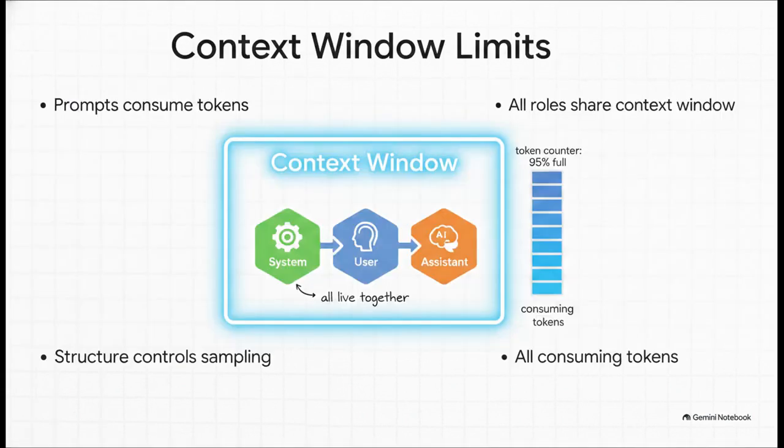Let's wrap this up and tie all this theory back to reality. Everything we've covered today, the system roles, the few-shot examples, the chain of thought instructions, it all consumes tokens. It literally all has to fit inside the model's working memory. These message structures completely dictate how the model samples its answers, and it is absolutely vital to remember that the system, user, and assistant turns all live together in that exact same context window.